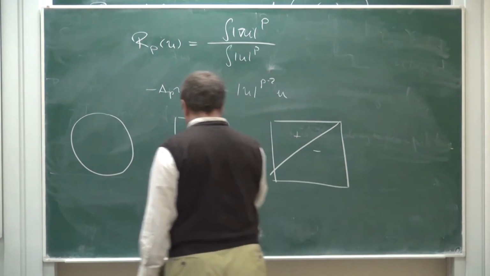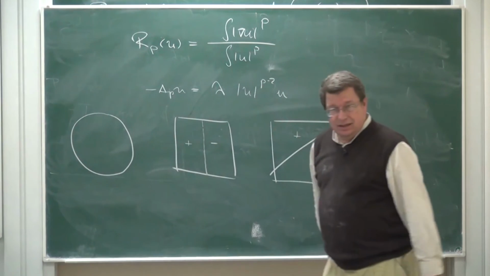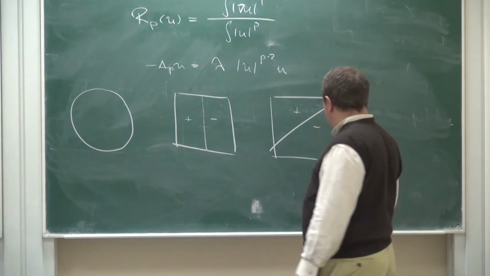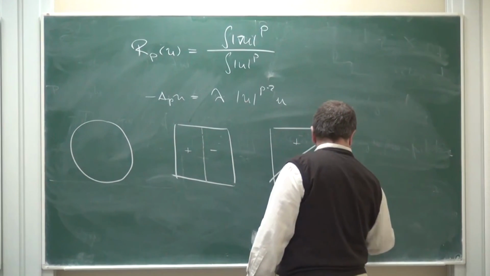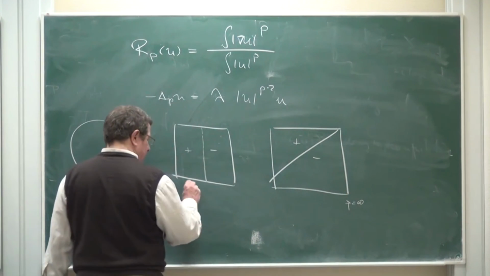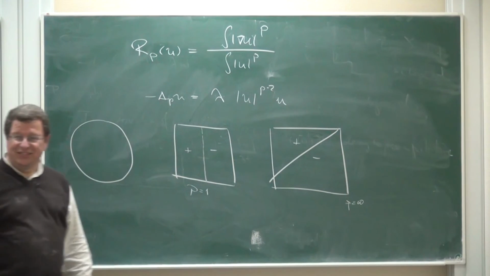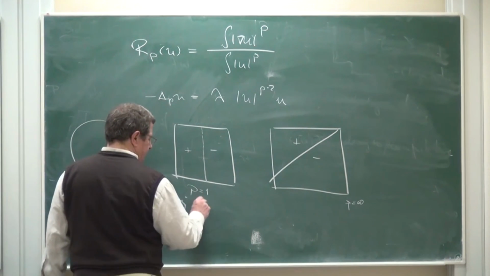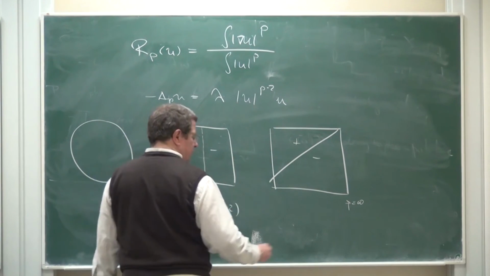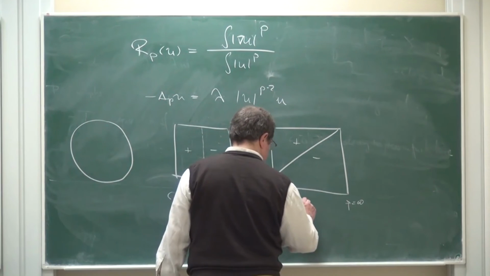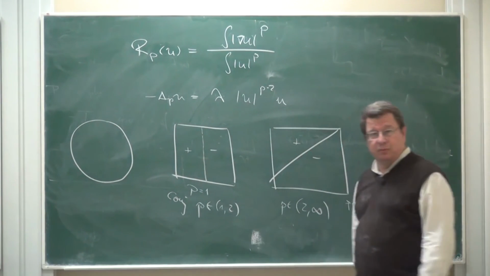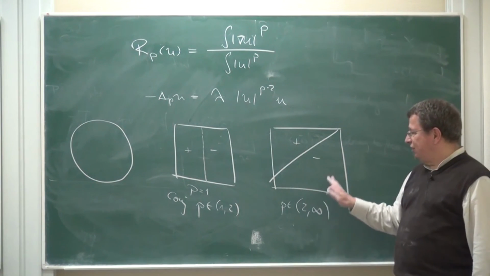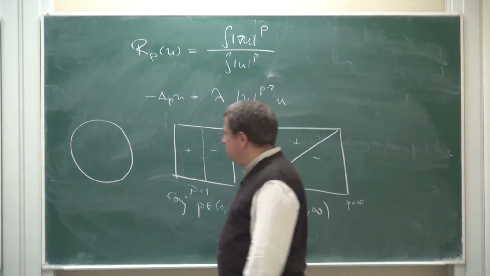Plus, minus. Now, for general p, one of these is preferred. One knows that for p equal to infinity, one gets this, and for p equal to 1, one gets this. Conjecture: that this is also true for p between 1 and 2, and that one is true for p between 2 and infinity. Numerical experiments suggest that this should be the case and that should be the case.